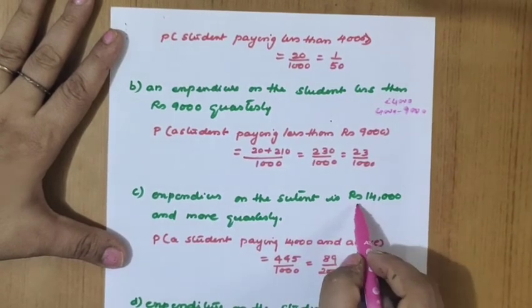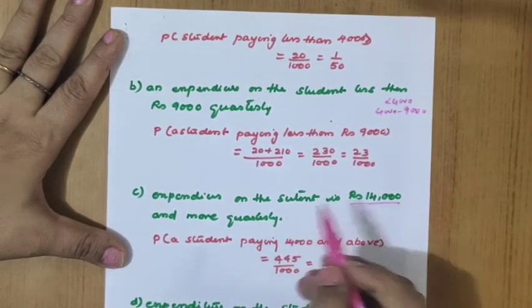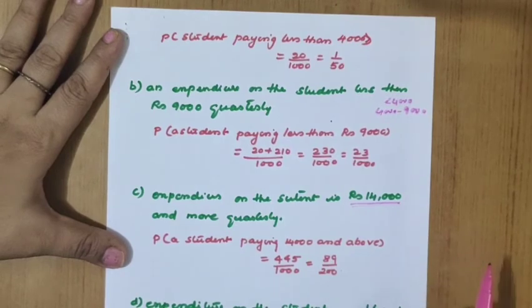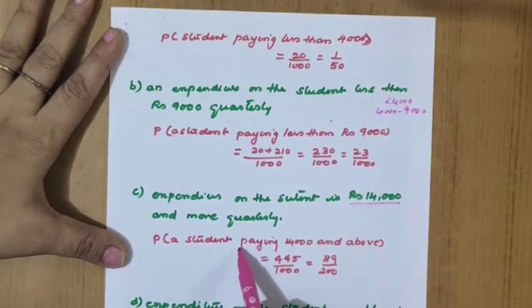Now the student paying rupees 14,000 and more. The last condition is the only direct question. So the probability of a student paying rupees 14,000 and above is equal to 445 divided by 1,000. Simplify. It is always better to keep the simplified answer only. So the answer is 89 by 200.